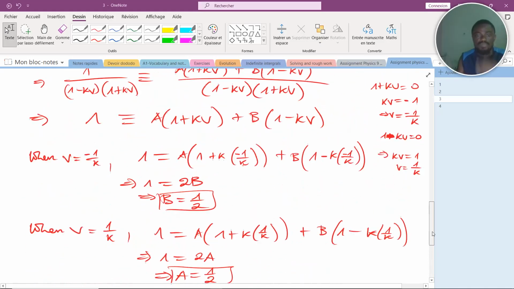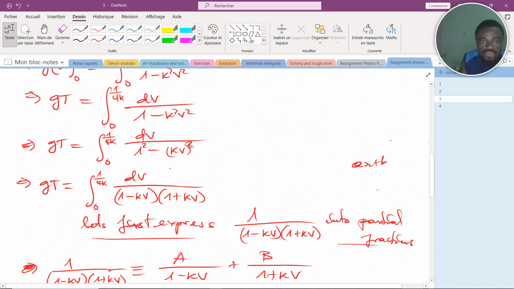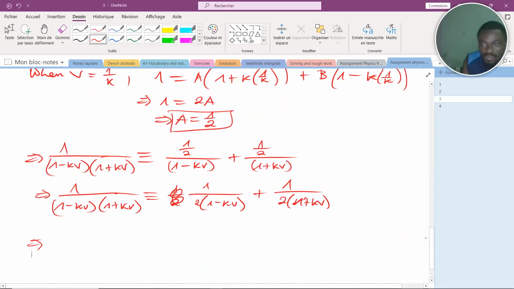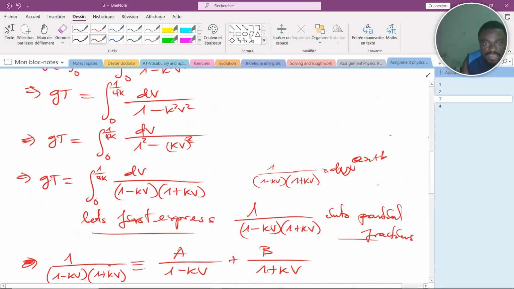So we have already expressed this in partial fraction. So we are going to come and substitute. So this dV, we are going to replace what? This dV, because this is like 1 on 1 minus kV into 1 plus kV times dV. Is that okay? So we are going to replace this by its partial fraction form. So let's call this equation 3.